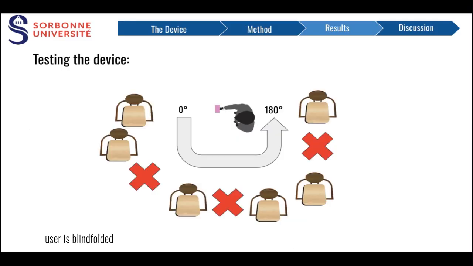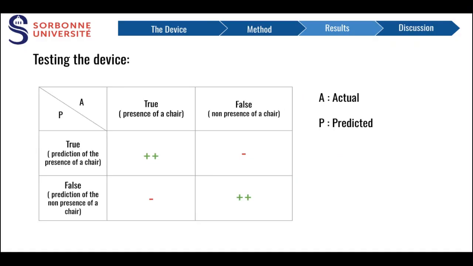To test our device, we created this configuration. The user does not move and simply rotates from 0 degrees to 180 degrees. Every 20 degrees, the user captures the image and says if there is an obstacle or not in front of him. That defines the prediction of an object in our confusion matrix.